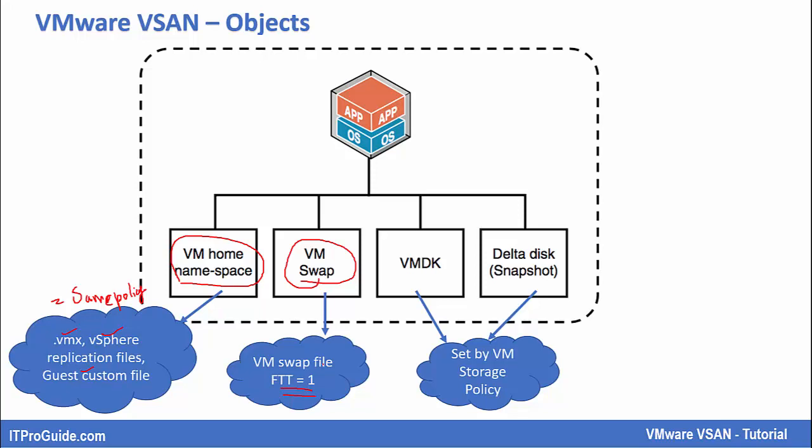Next objects are VMDK and deltas. VMDK and snapshot files like delta files are the only objects that obey all the capabilities set in the VM storage policy. The final one is the witness component, which is created once you create a RAID 1, and these components make up a leaf of a RAID 1 tree. It contains only metadata. They are there to be tiebreakers and are used for quorum determination in the event of failures in the vSAN cluster.